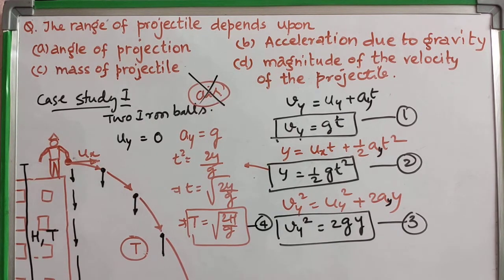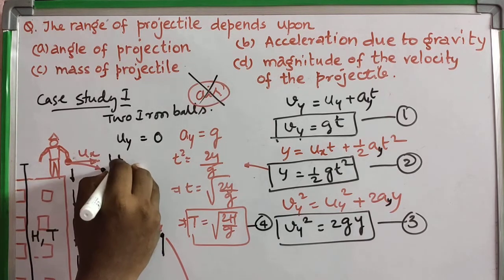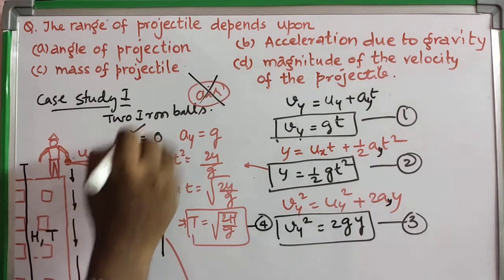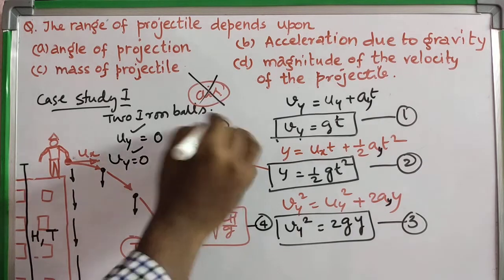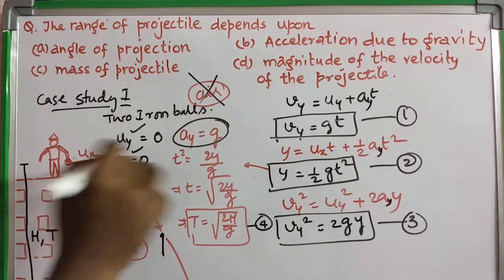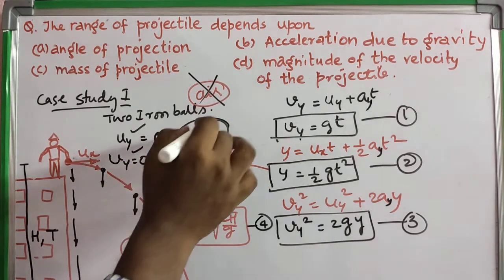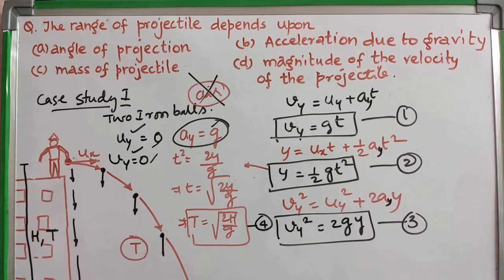And what is the velocity? What is the initial velocity along the y-axis? Vy is equal to 0. Earlier also 0, now also 0. What is the acceleration in the vertical axis? g. So the initial velocity is the same, and the acceleration is also the same.